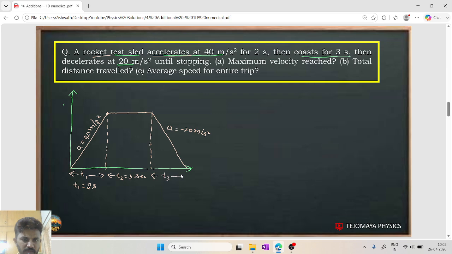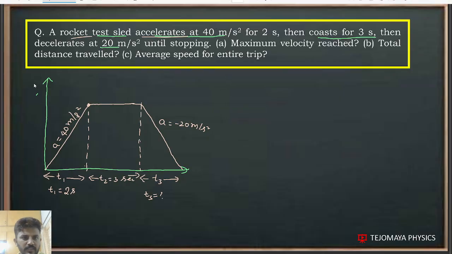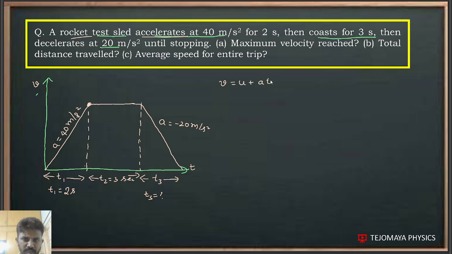T3 we need to calculate. So what is T3? T2 we have got. Now considering this is velocity versus time graph, we need to calculate the maximum velocity reached. So maximum velocity means this is the maximum velocity. That is v is equal to u plus at.